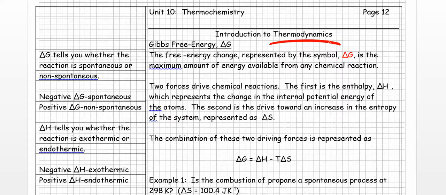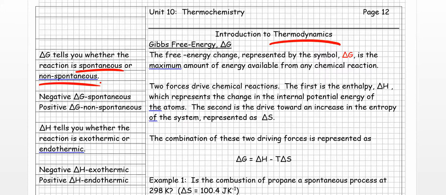Now, what do we mean by Gibbs free energy? It's the free energy change, and it's represented by this delta G symbol that we've talked about. Delta G is the maximum amount of energy available from any chemical reaction. So that's what we mean by delta G. So what information does it give us? Well, it tells us whether the reaction is spontaneous or non-spontaneous. What do we mean by spontaneous? What do we mean by non-spontaneous? Well, we mean the propensity for a reaction to move in the forward direction.